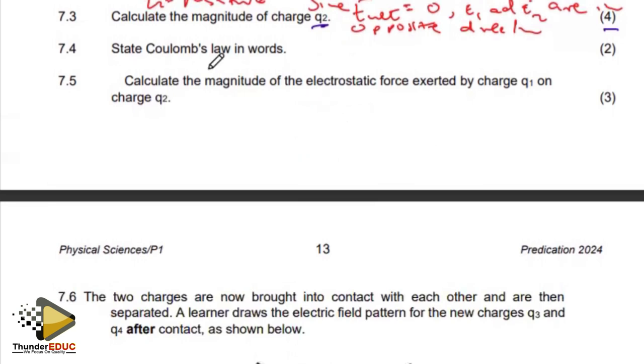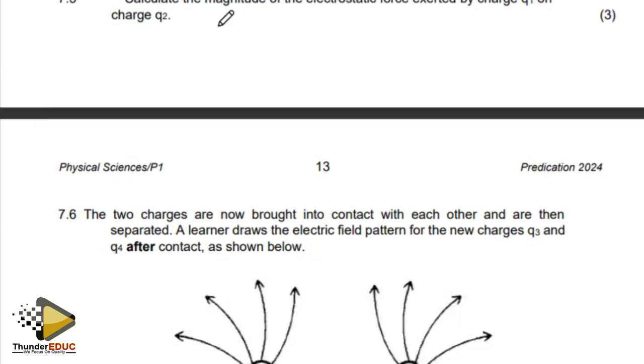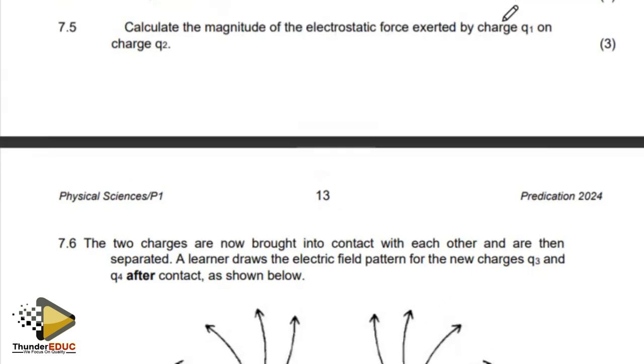Remember what we said? That's more like the definition of electrostatic force. We're saying the electrostatic force between two point charges is directly proportional to the product of the magnitudes of the charges, but it's inversely proportional to the square of the distance of separation. Then calculate the magnitude of the electrostatic force exerted by Q1 on Q2.